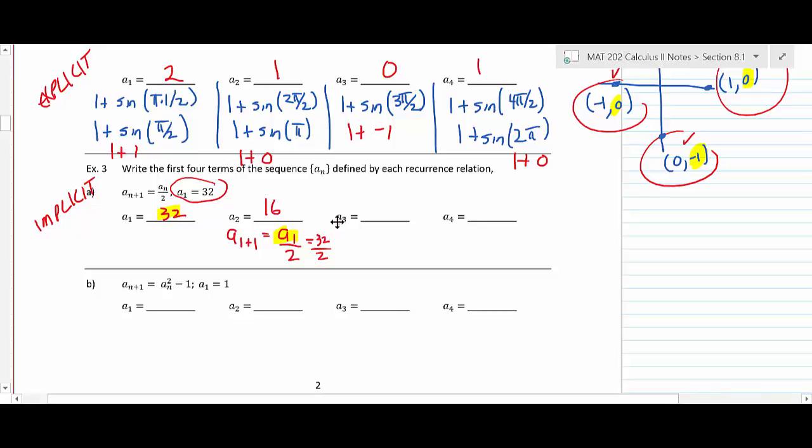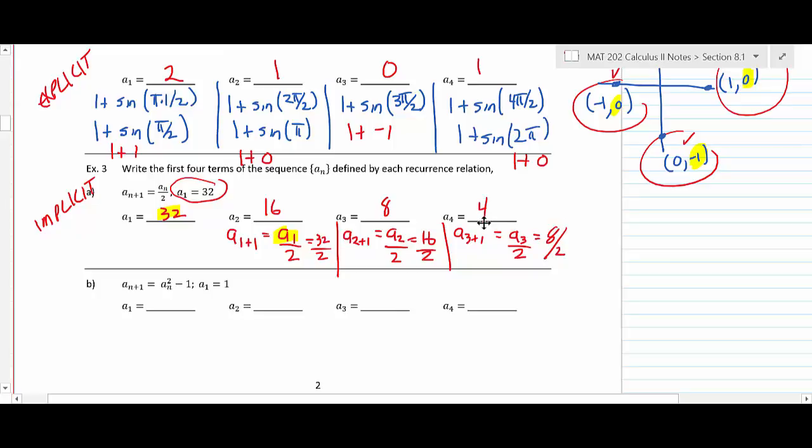Now the way the language goes is like this. The next one you would go a sub 2 plus 1. That's how you get the 3. Well, it's a sub 2 over 2. So it's 16 over 2, so that's equal to 8. Okay, just so that you see how the subscripts work. That's the reason I'm writing all that out, just to help you see how that works. Then the next one would be a sub 3 plus 1. So that's a sub 3 over 2. So that's 8 over 2, which is going to give 4.